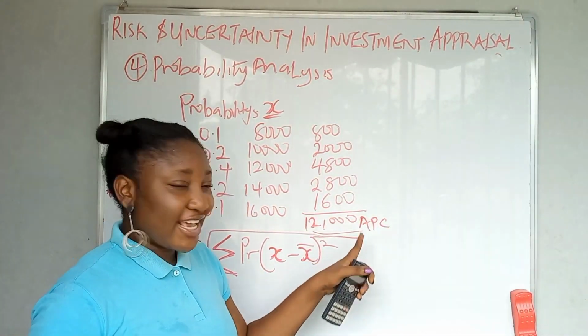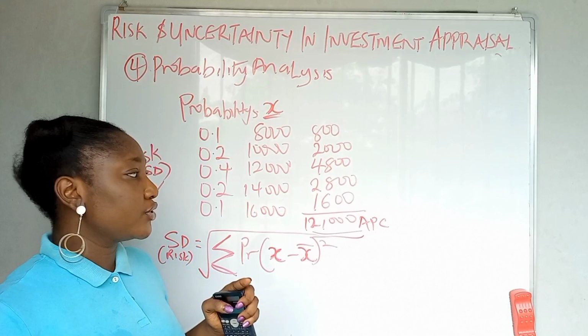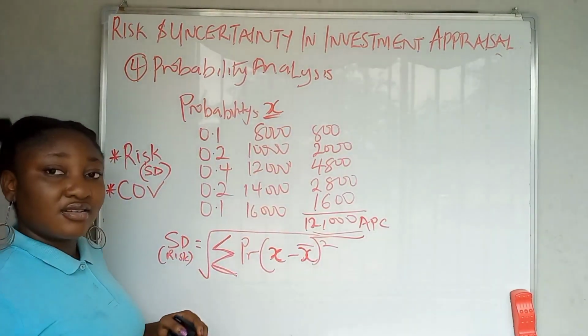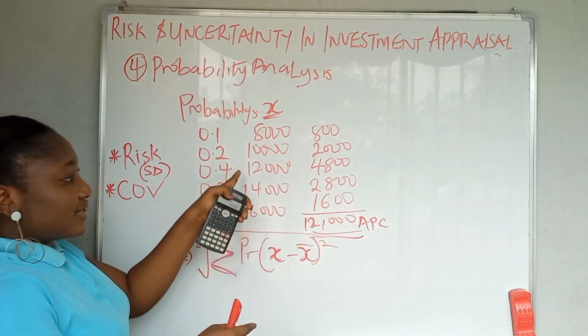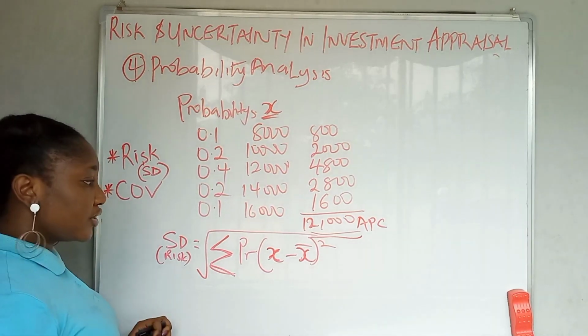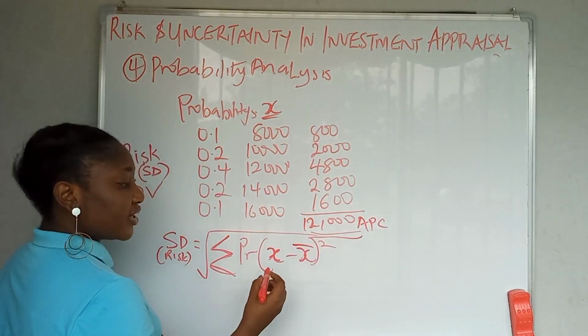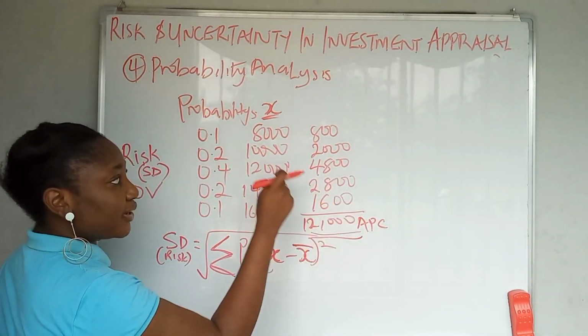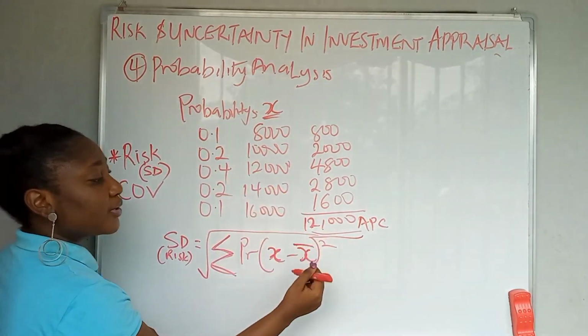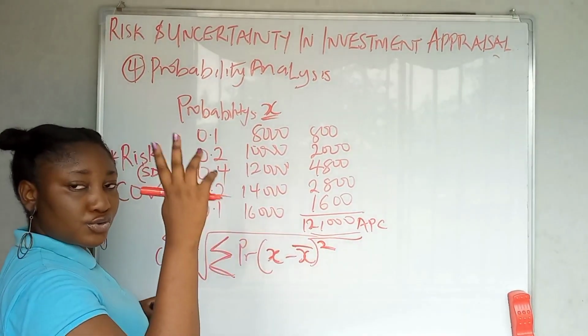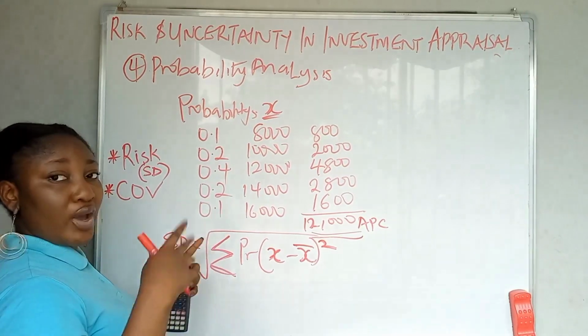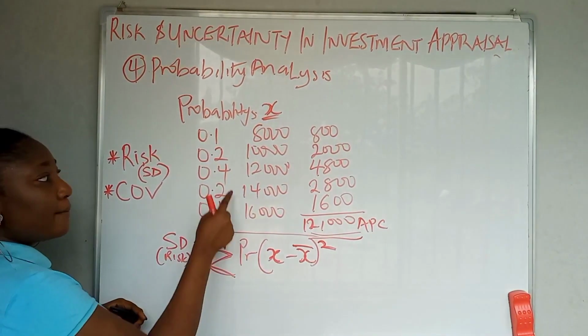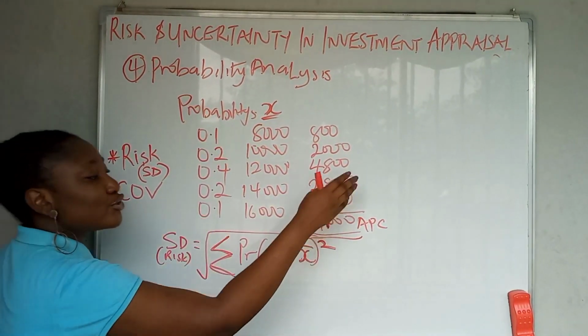Your x bar is what you've gotten, the average possible cash flow. And if you look at it, it's like your mean. If you remember mean, median, mode, it's like the mean of all this. It just finds a balance, and it found it on 12,000. You understand? So that is your x bar. So x minus x bar, x minus x bar, x minus x bar. Then you raise to the power of 2, that is, you square it. Then you multiply by the relative probabilities. Then you sum everything together.